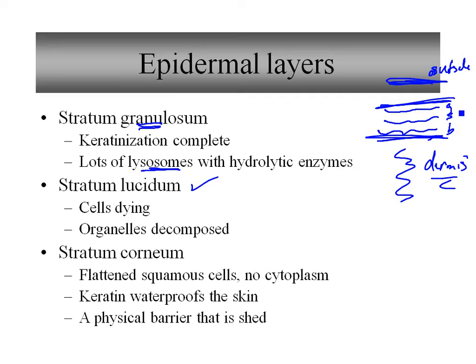And then finally you have the stratum corneum, and that's just a bunch of flattened squamous cells. There's no cytoplasm, there's no organelles. Basically all you have left is keratin and the plasma membrane. Remember that keratin is going to waterproof the skin and form a physical barrier. Now, this physical barrier that we call the stratum corneum can be several layers thick, but it's shed. And as it's shed, you know it as dandruff. It flakes off. You have dry skin, it flakes off.